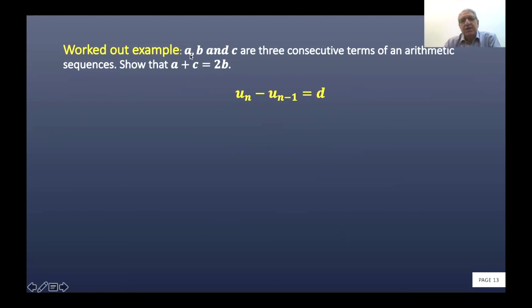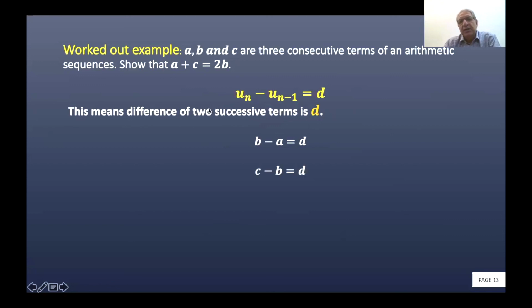Therefore, since they are consecutive terms, if the common difference is d, then we can say that b minus a is d, and also c minus b is d. Therefore, these two should be equal. Therefore, b minus a is equal to c minus b. Then just bring this to this side, and this to that side. Then you can see that a plus c is equal to 2b.